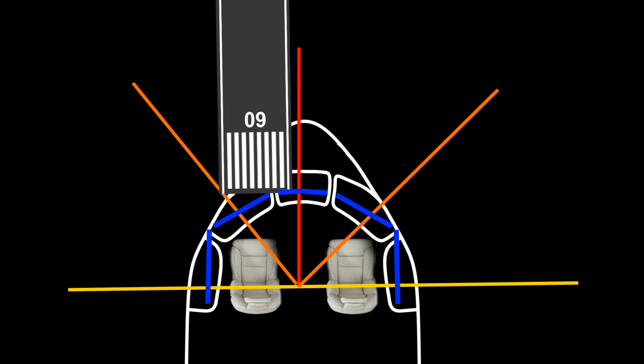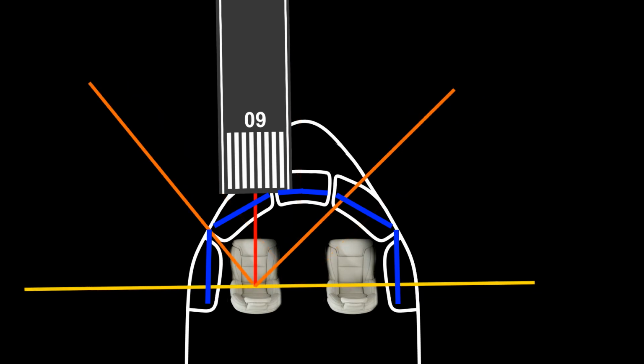The video is taken from the center of the cockpit. Now see, the yellow line is 90 degrees left and right. The orange line is 45 degrees left and right, and the red line is 0 degrees straight ahead. The runway should be placed just in front of the captain. The blue markings are our screens.